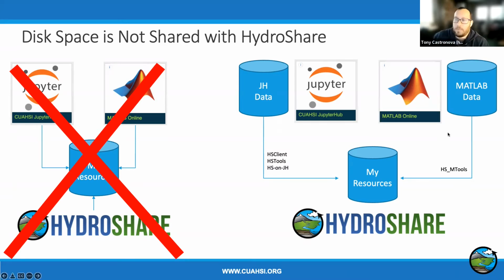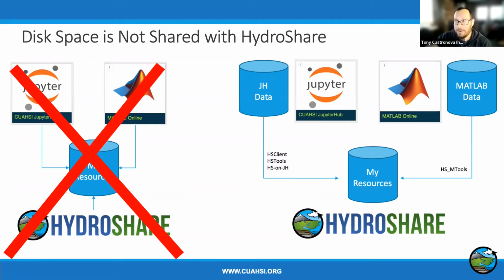In MATLAB Online, we have HSM tools, which are a little miniature MATLAB toolbox that does basically the same thing that HS tools does for JupyterHub, which is just command line functions for sending data and querying data. So you can download data from HydroShare into your space, and you can move it from your computing space back into HydroShare. But just keep in mind, when you launch data from HydroShare into some web application, you're getting a copy of your data.